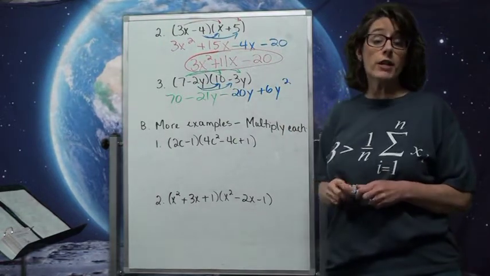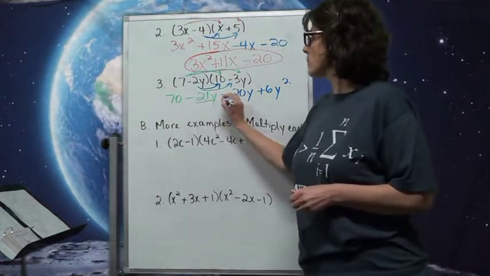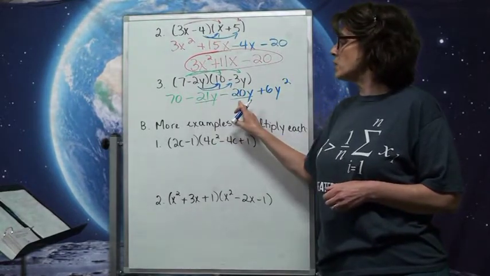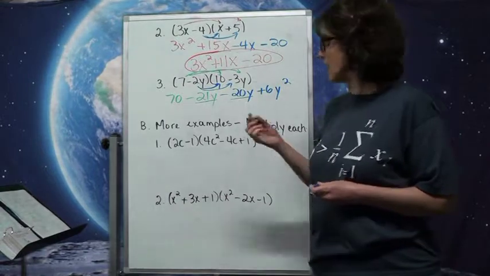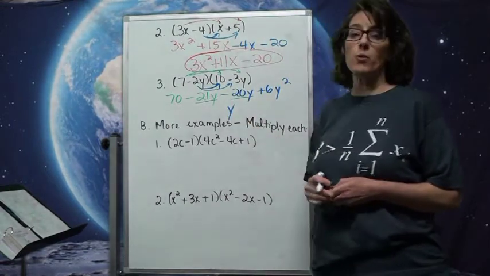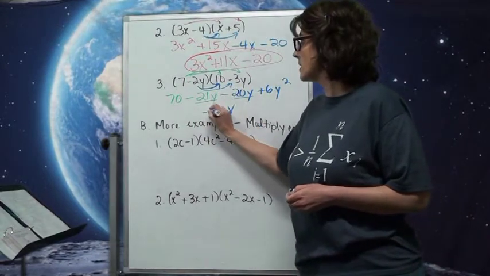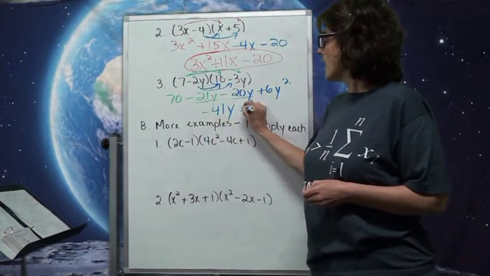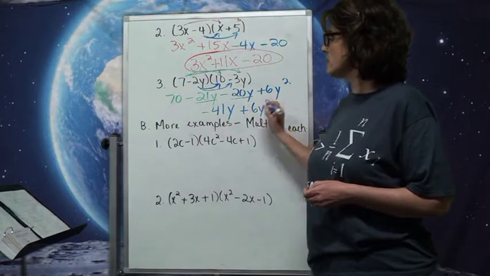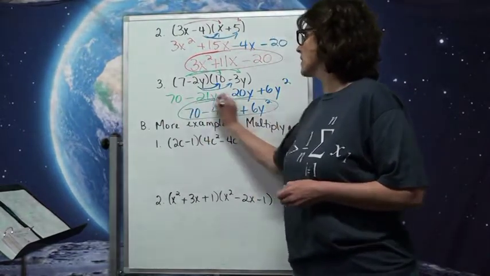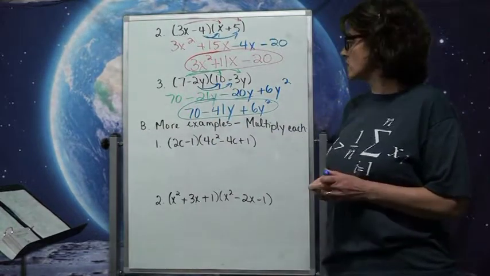Now, I'm looking for like terms that I can combine, and I do have a couple of like terms right there with those y's. A -21y minus a 20y. Remember, since they're like terms, I like how they are. I'm going to keep that variable the way that it is, and I'm going to work those coefficients. And -21 minus 20 is a -41y. And I'm going to carry down my 6y squared because it doesn't combine with anything. I'm going to carry down my 70 because it doesn't combine with anything either. And so that's as good as it gets.